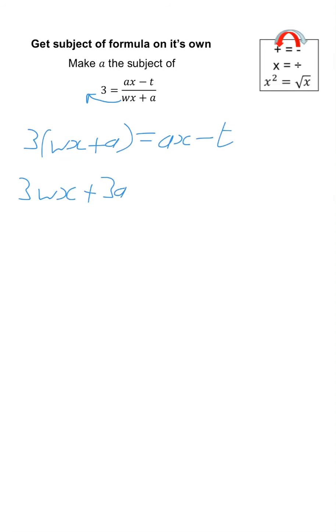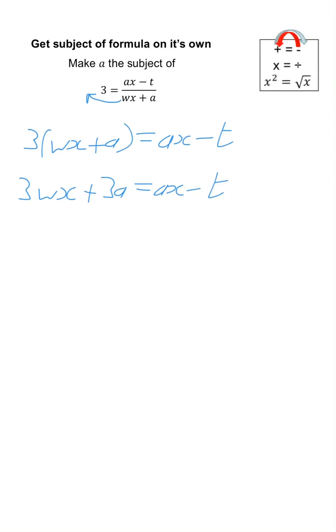Okay, let's look at this one. So we need to make a the subject of 3 equals ax minus t, all divided by wx plus a. So first things first, let's get rid of the fraction. And to do that, we're going to bring this up and multiply. So we have 3 times wx plus a equals ax minus t.